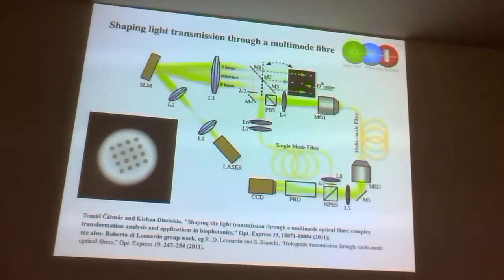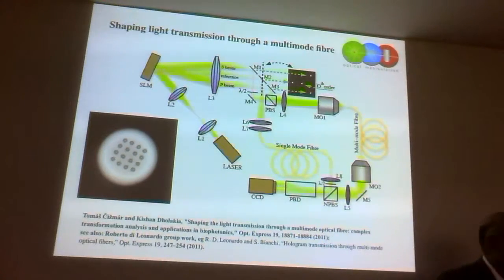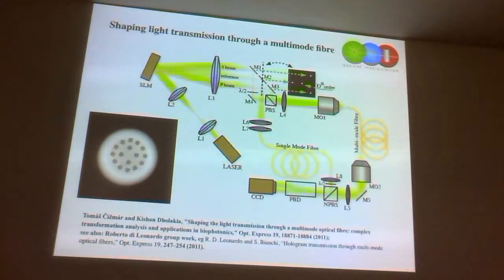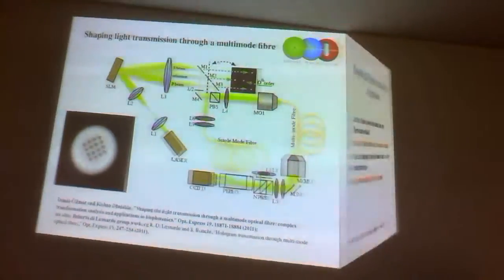If we know the matrix, then I put holograms onto my spatial light modulator, knowing how the sugar cube or fiber works, to create any pattern I want. And then I can create this. Now this can be done with GPUs very, very quickly. And we're not the only group. There are groups in Switzerland, the US, Stanford, etc., doing this. This was a long time ago that we started this, and I'll show you what we're going to do with it in a moment.